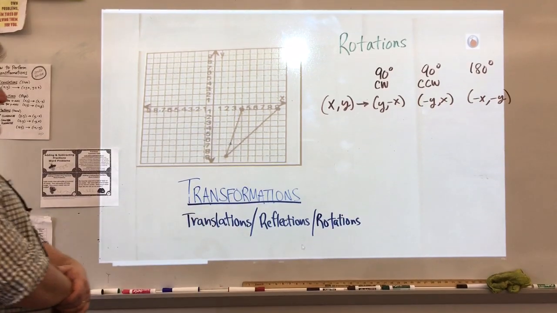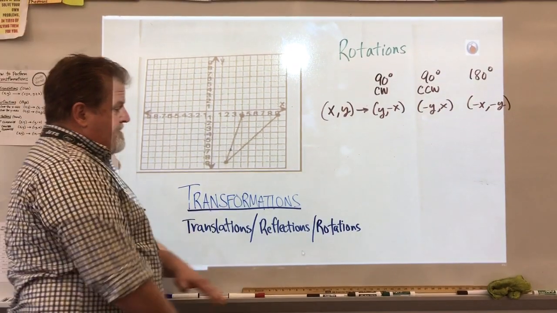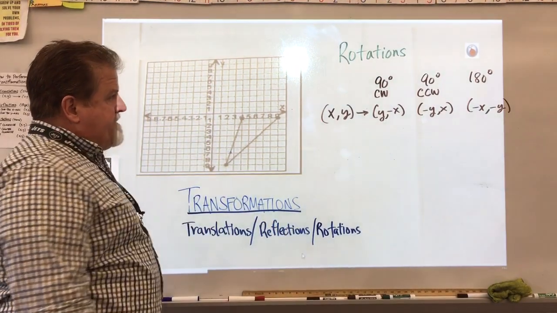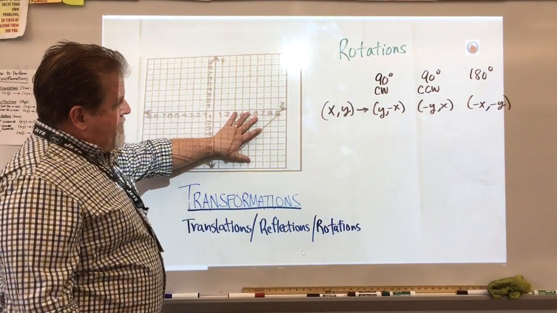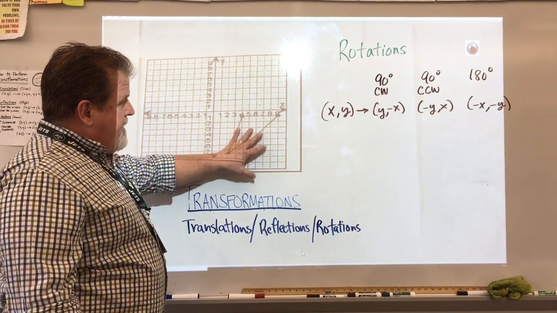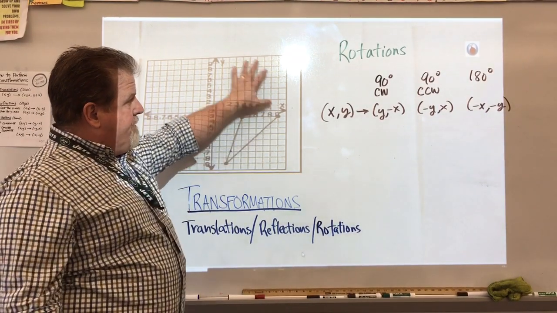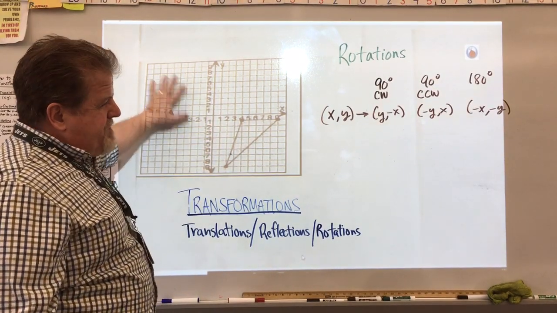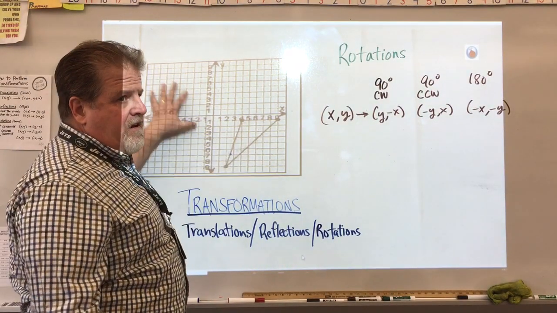Okay, so the final type of transformation we're going to study now is called the rotation. And there are three different types of rotations that you'll typically see. You'll typically see a shape that will be rotated 90 degrees clockwise, 90 degrees counterclockwise, or you'll see a 180-degree rotation, which is really the same whether it's clockwise or counterclockwise.